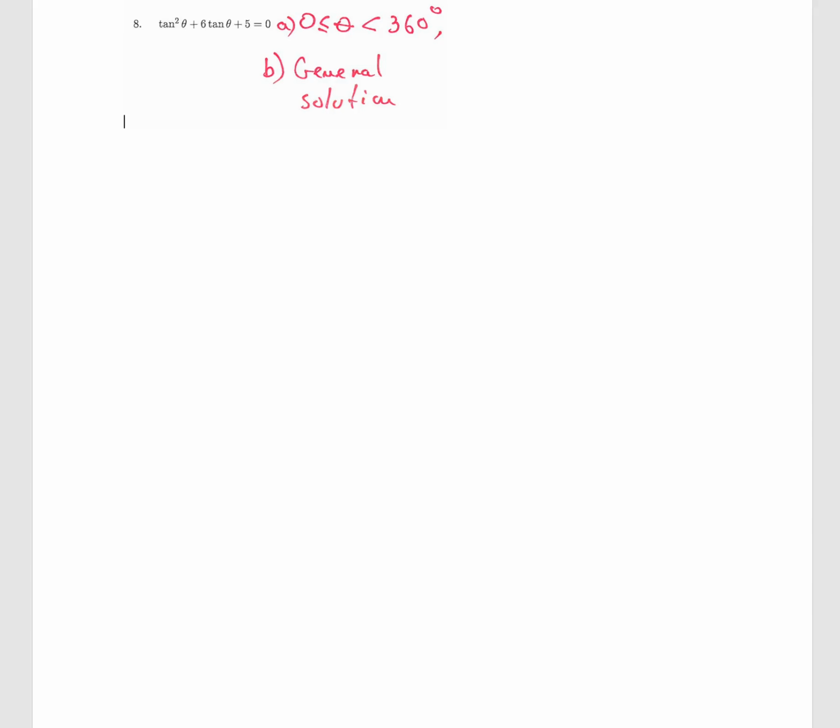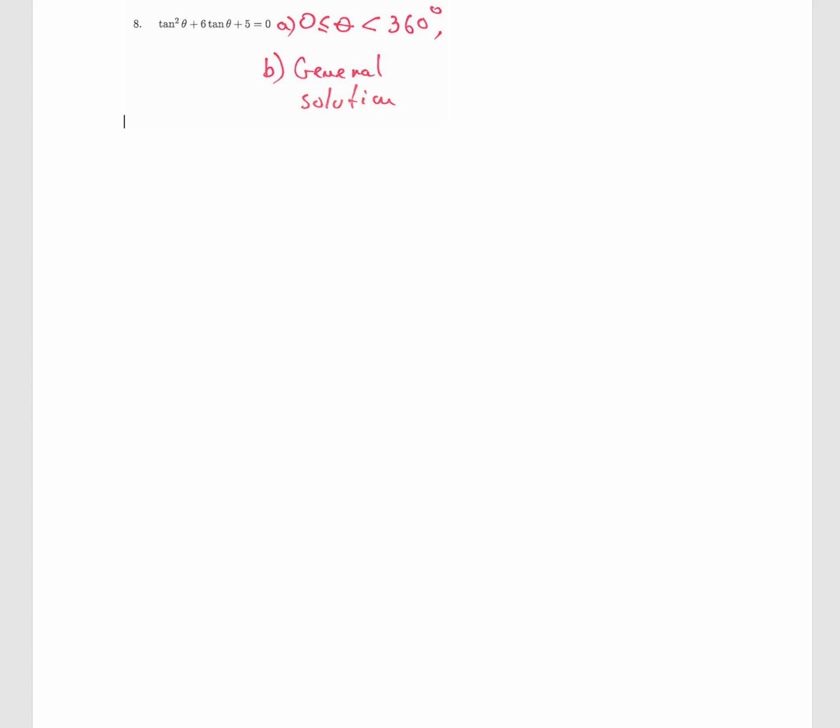Question 8 asks us to solve tan squared theta plus 6 times tan theta plus 5 equals 0. And it asks us to solve it for two different cases. Case A, where theta is greater than or equal to 0 and less than 360 degrees. And case B, just a general solution. So the first thing we want to do is think of any possible restrictions we might have on theta.